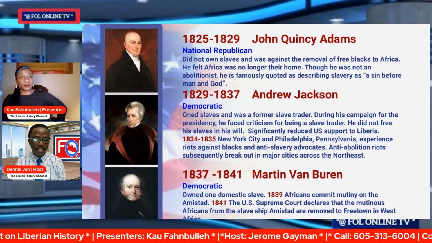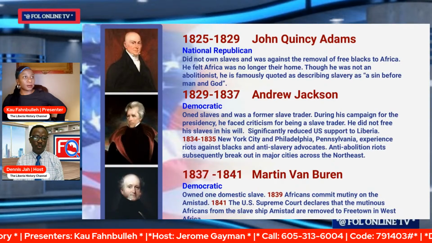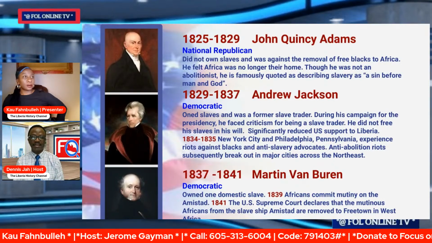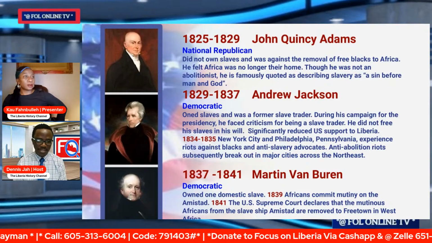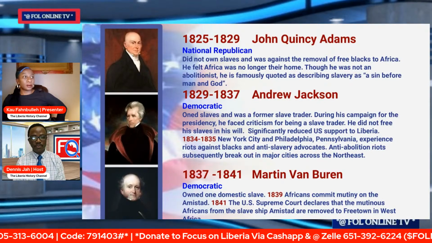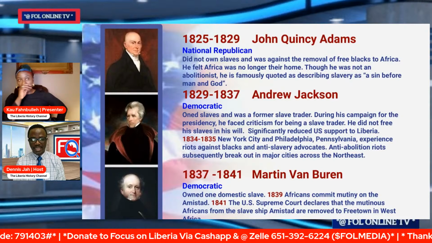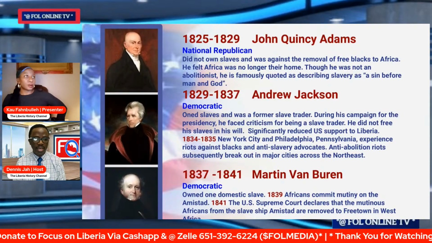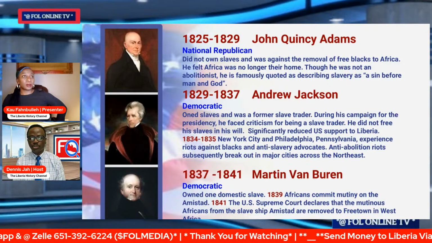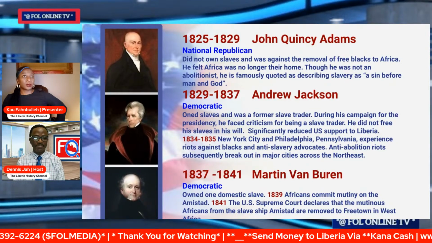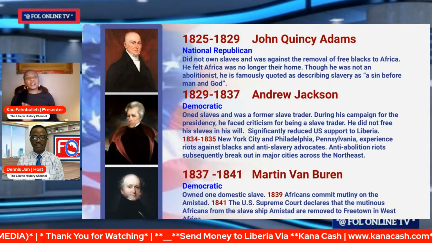Martin Van Buren is a Democrat, also owned one domestic slave. 1839, Africans commit mutiny on the Amistad. 1841, the U.S. Supreme Court declares that the mutinous Africans from the slave ship Amistad are removed to Freetown in West Africa. So this is really important.